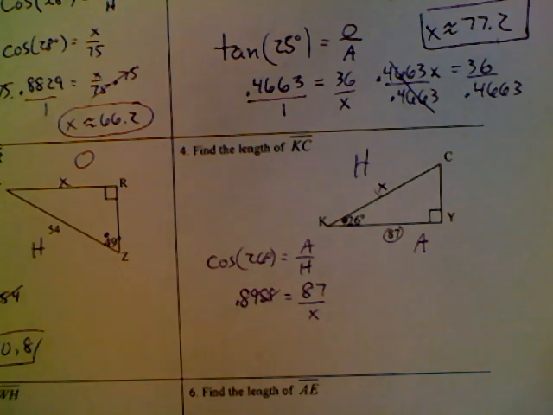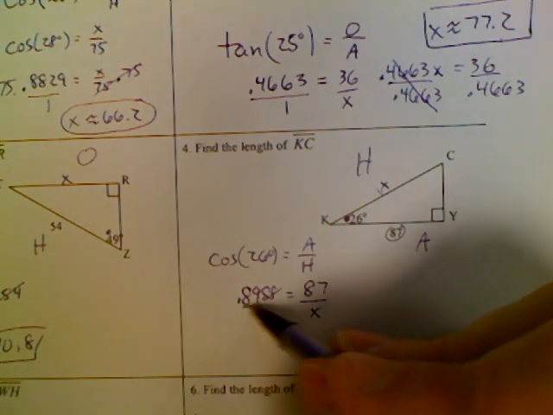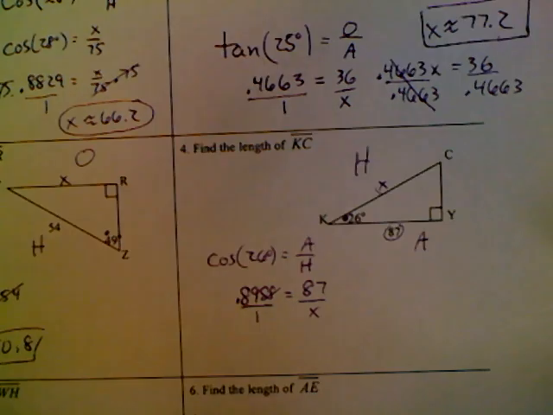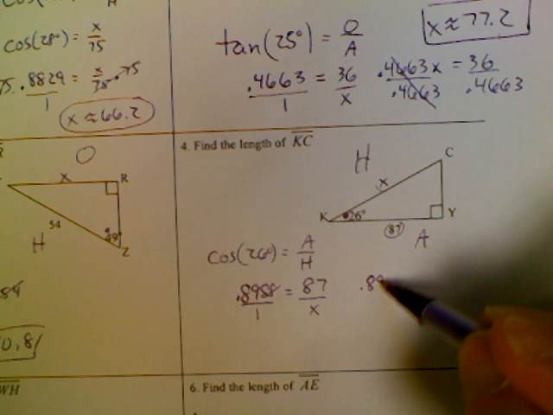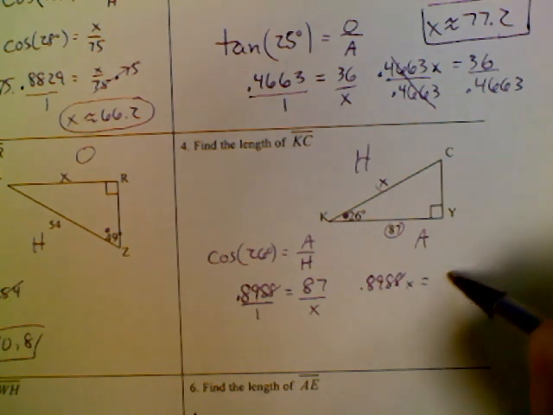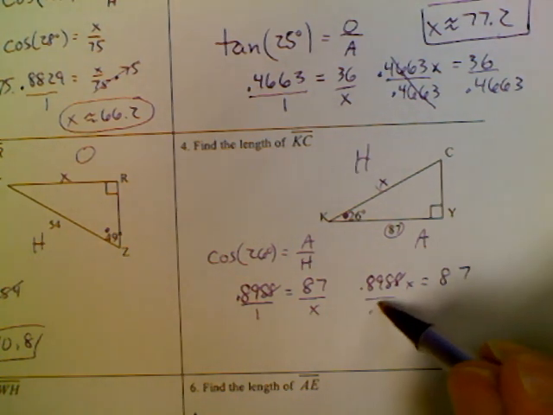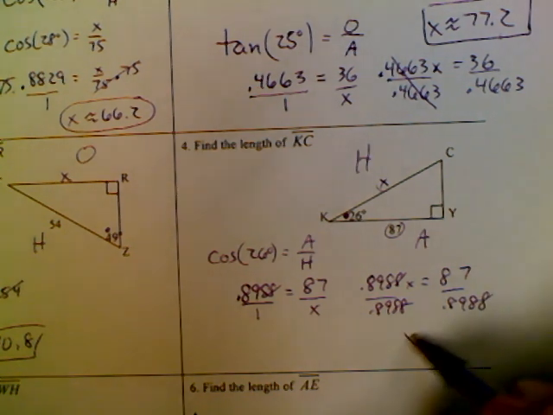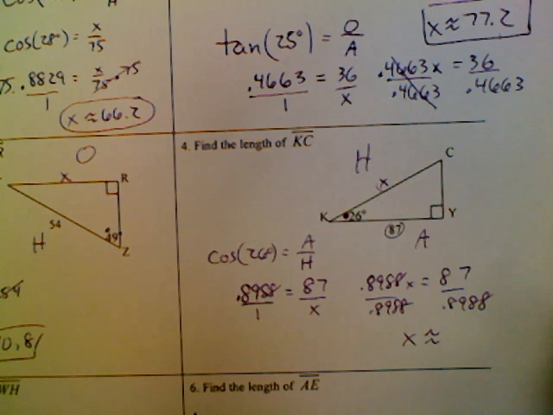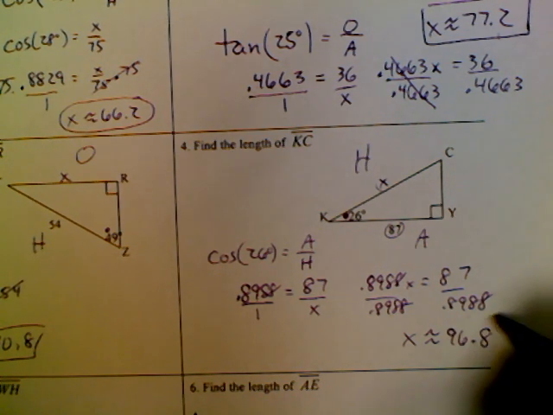Dang, x ends up in the denominator again. Well, you can't get away from that sometimes. Cross multiply and we get 0.8988x is equal to 87. Divide both sides by 0.8988 and your x comes out to approximately 96.8.